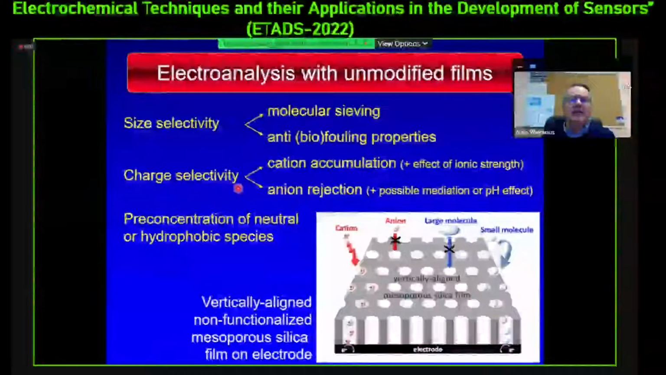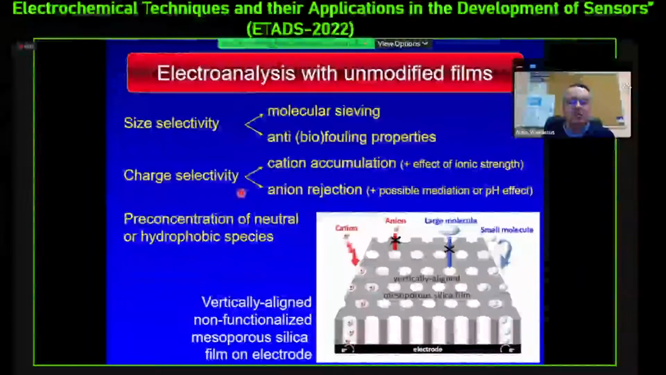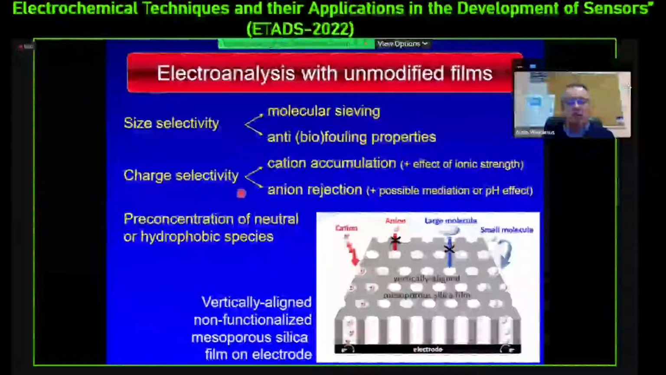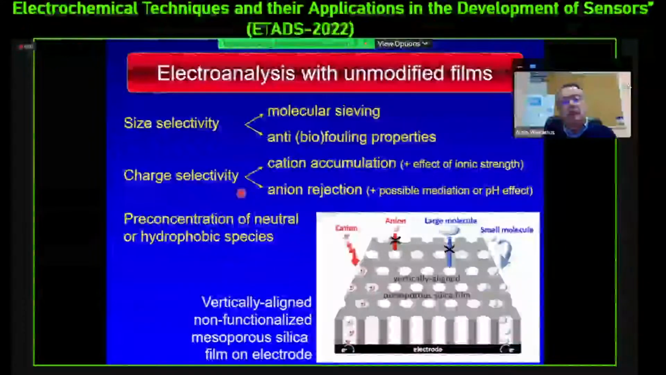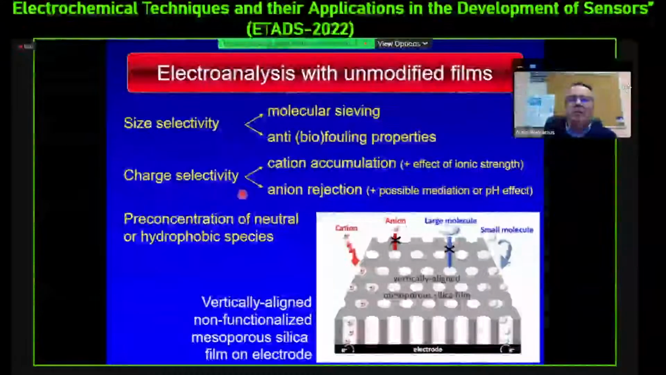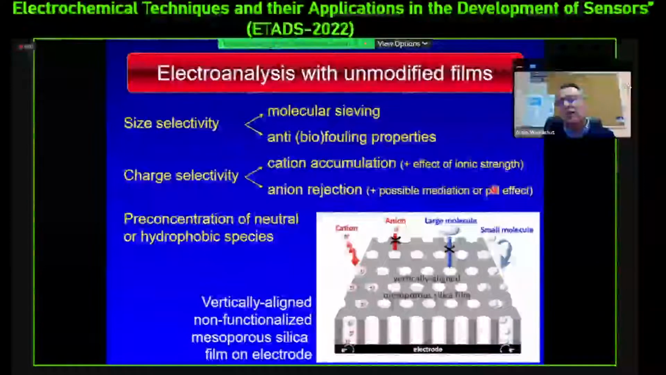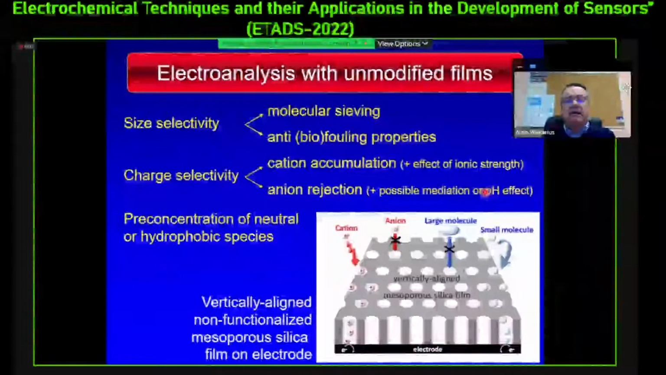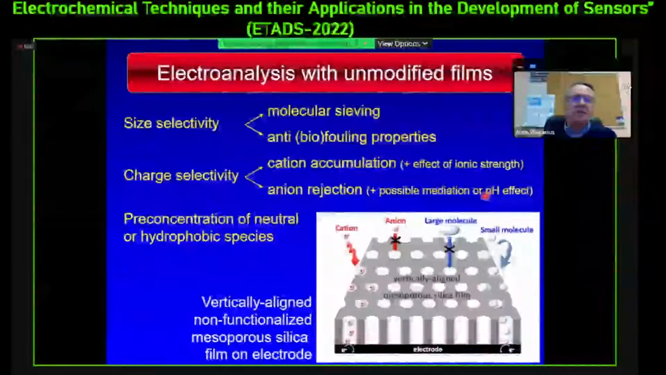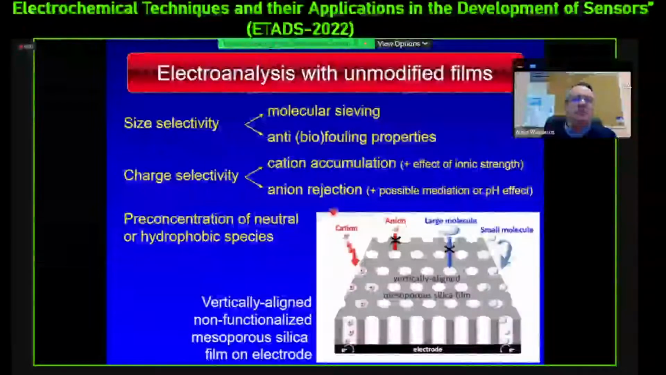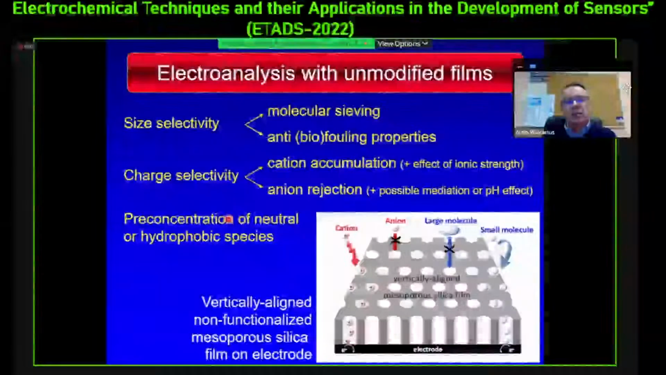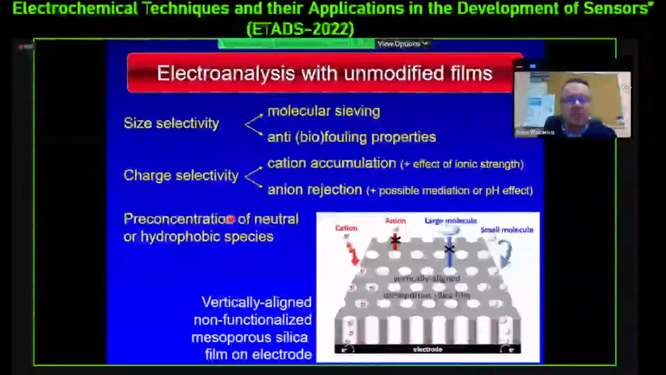And these films are also rejecting anions due to electrostatic repulsion, but it is possible to play a little bit with the ionic strength, to use a mediator, or to play on pH to vary the perm-selective properties of these films. We can also pre-concentrate neutral or hydrophobic species. Okay, all these results obtained with non-modified films.